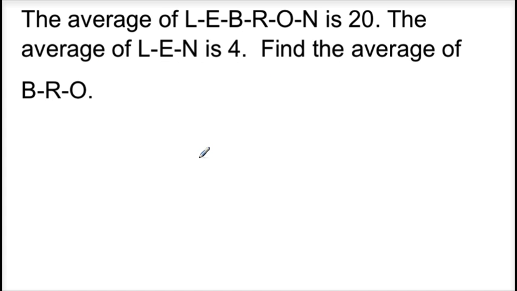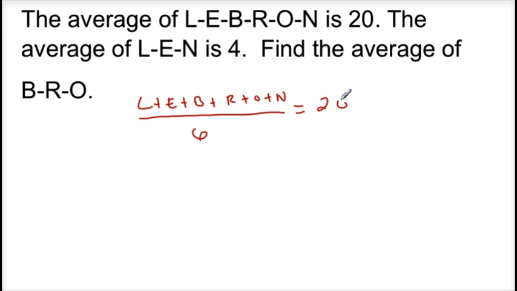Alright, so the average of LEBRON is 20. The average of LEN is 4. Find the average of BRO. So we have L plus E plus B plus R plus O plus N, which each represent a number, divided by 1, 2, 3, 4, 5, 6 letters, or 6 numbers, and you find your average of 20.